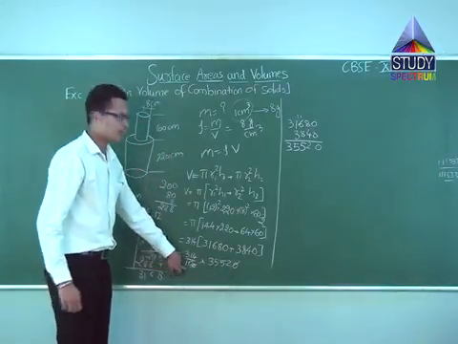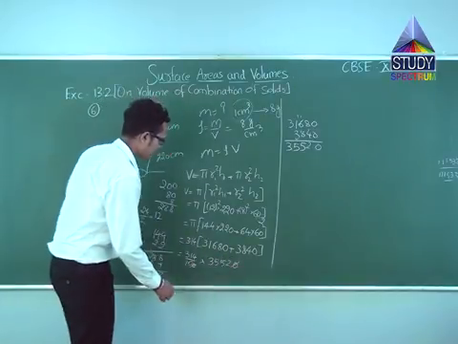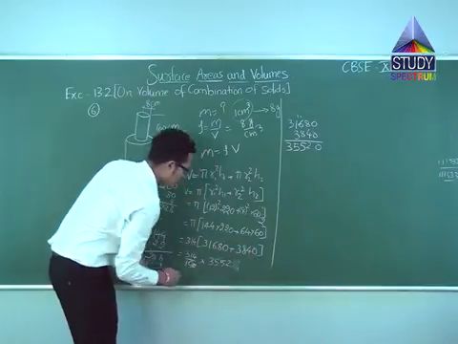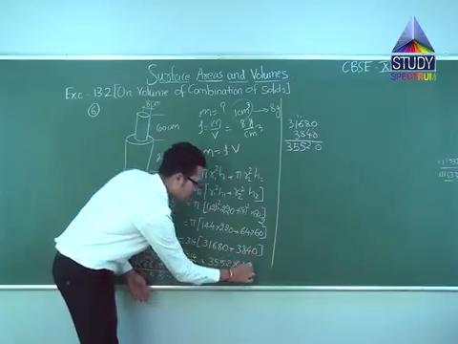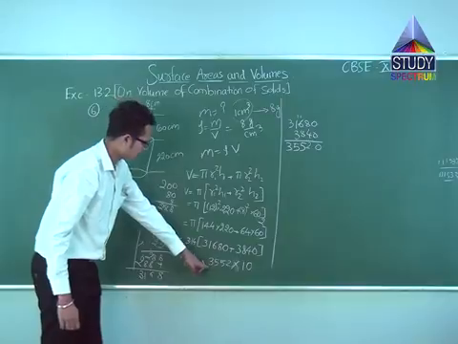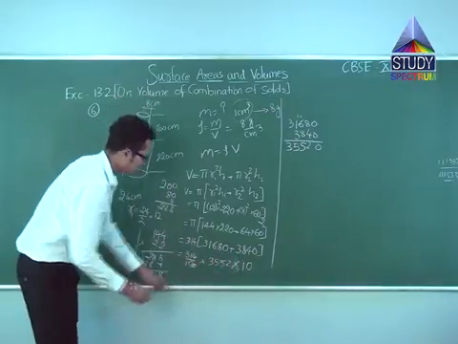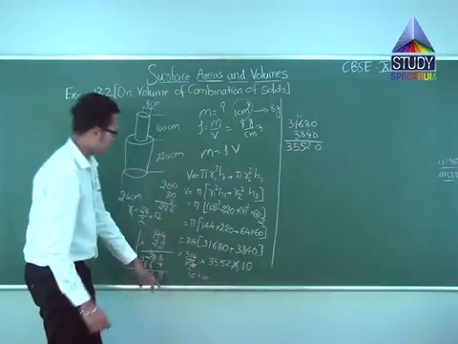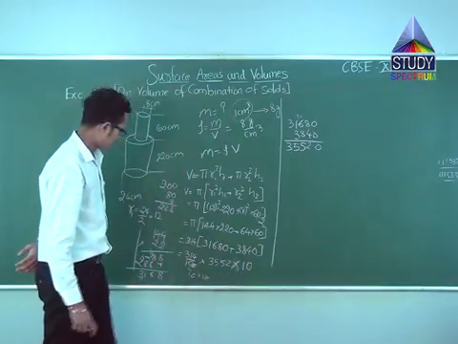Why? You might be wondering why am I just cancelling here. The only reason is 35520 can be written as 3552 into 10, right? And 100 can be written as 10 into 10. So 10 goes out. That's the reason.